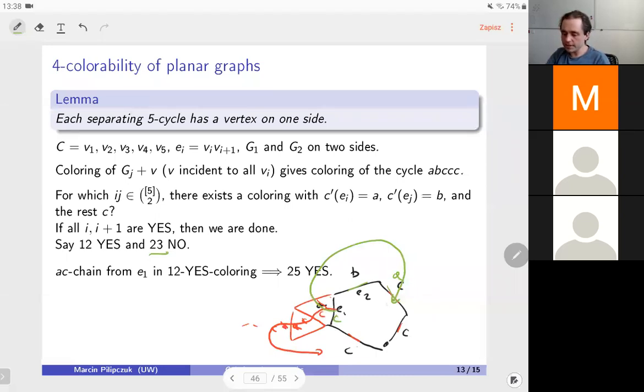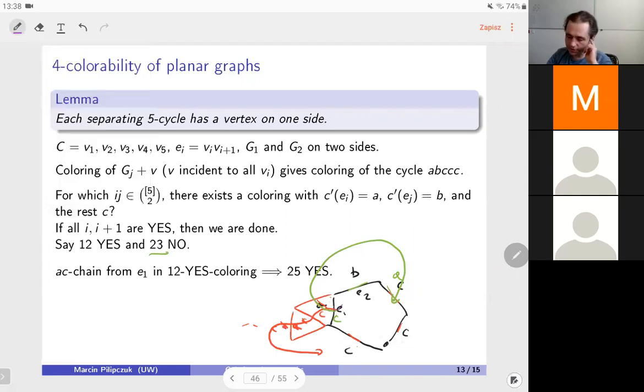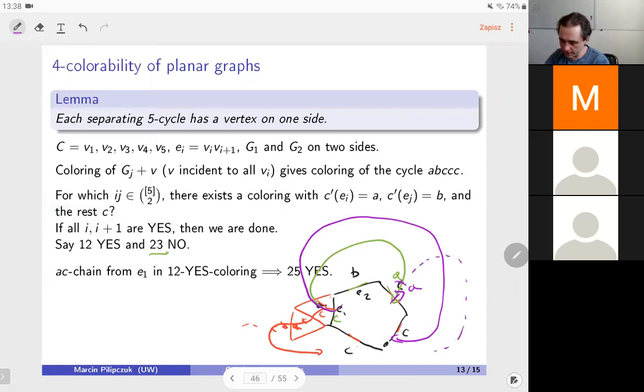Okay, so it cannot end here. And the other observation is the planarity observation: it cannot end here. Why? Because that means that if we start from this guy, the AC chain, so again recolor C to A, recolor A to C, etc., then it would need to end up here.